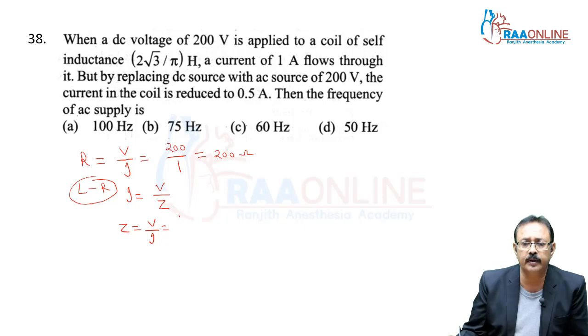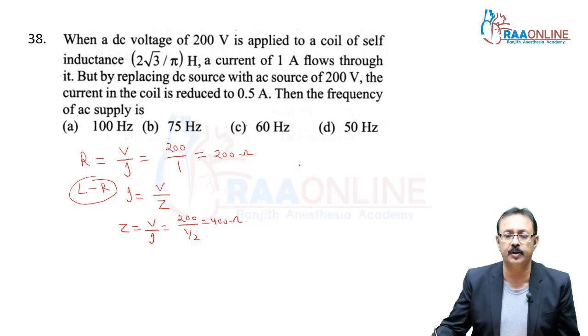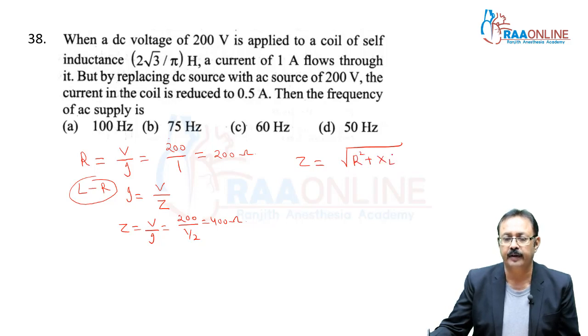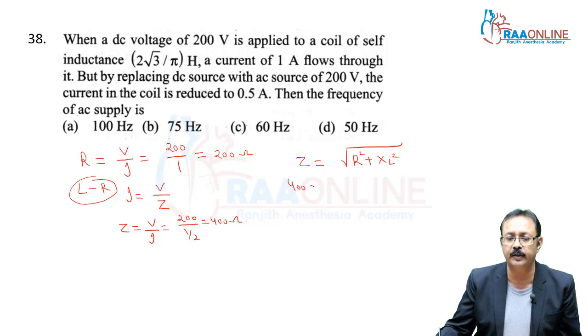Voltage is 200 volt. Current we are getting 0.5, means 1 by 2. So impedance should be 400 ohms. But what is impedance now? Impedance now is under root R square plus XL square. Means 400 is equal to root of R square. What was R? 200. Its square means 2 square, 4 into 10 to the power 4.